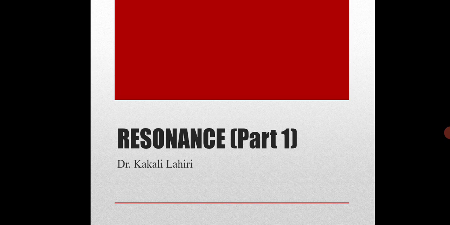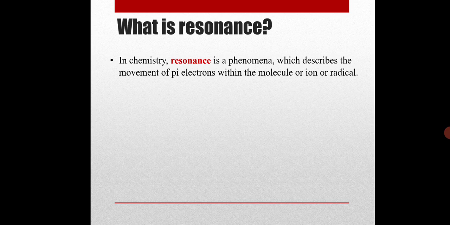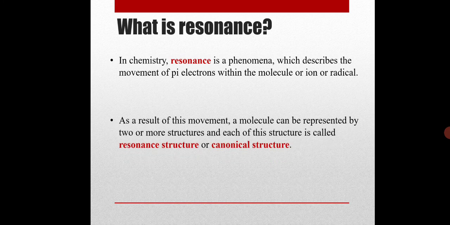First let us see what is resonance. In chemistry, resonance is a phenomenon which describes the movement of pi electrons within the molecule or ion or radical. As a result of movement of these pi electrons, a molecule can be represented by two or more structures, and each structure is called a resonance structure or canonical structure.